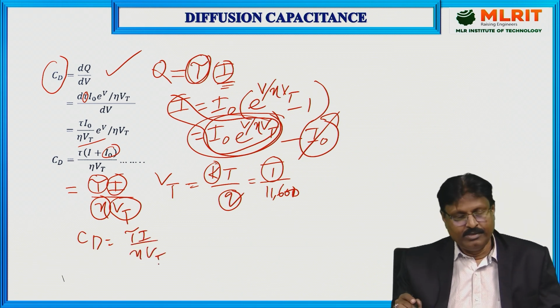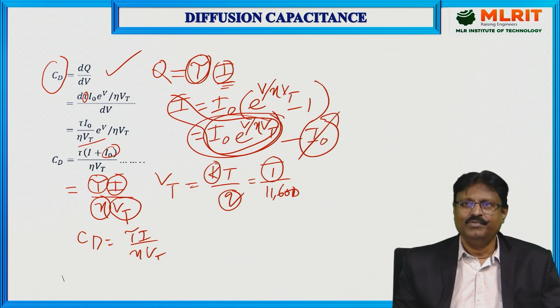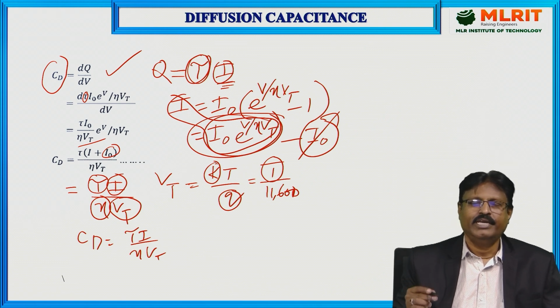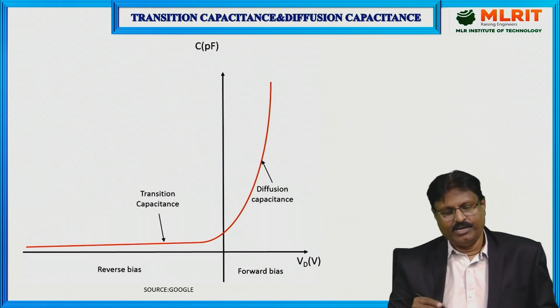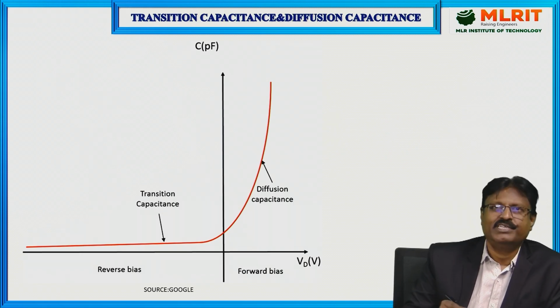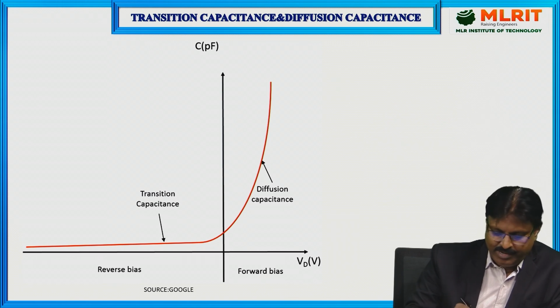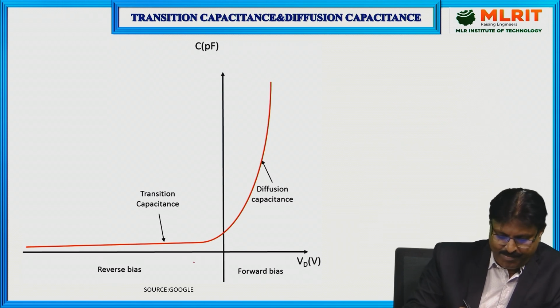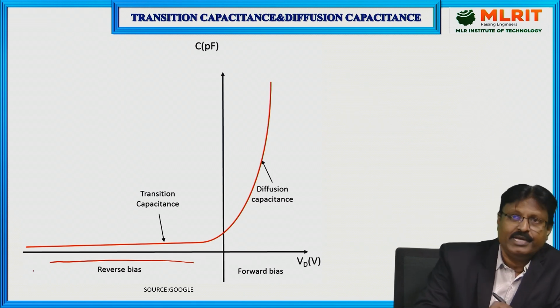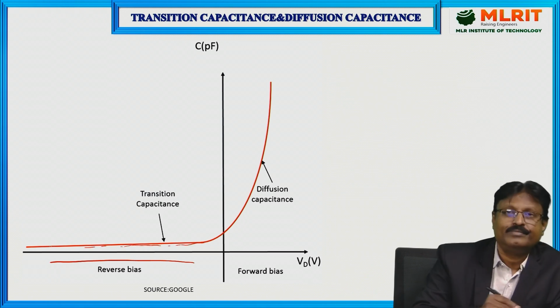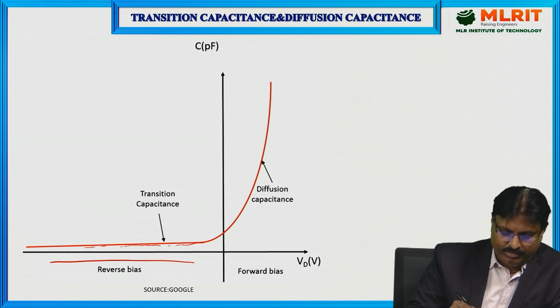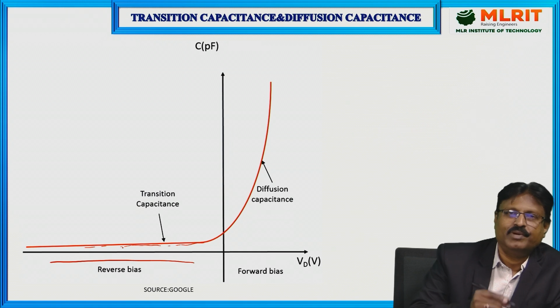So this is about the diffusion capacitance. The diffusion capacitance effect is exhibited by the diode under forward bias. Finally, the graph related to these two capacitances. First, let us see the transition capacitance. We are applying the reverse biasing voltage. As we go on increasing the reverse biasing voltage, the capacitance goes on decreasing. C is equal to dq by dV, so whenever the voltage is increased, the capacitance is decreased as per that equation.